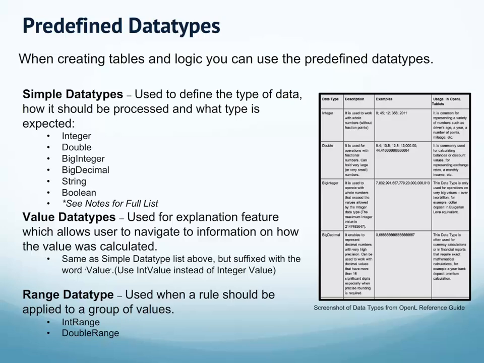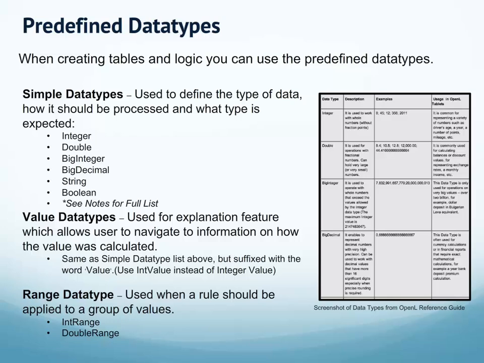For value data types, which are the same exact thing as the standard data types, when you use them, you can actually debug your rating project. So what will happen is if you use this data type, when you're doing any testing, it'll create a link to the source of the data in WebStudio. Again, you use all the same data types from simple, but you just add the word value at the end. So it would be integer value, double value, big integer value.